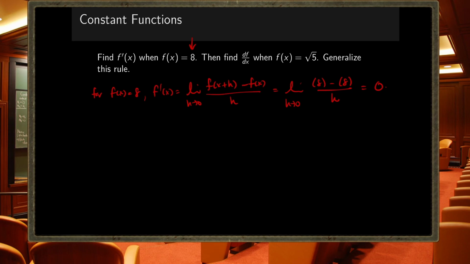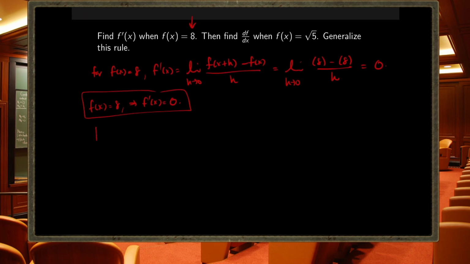So we see that this limit is 0, so the derivative is 0. For f of x equals 8, this implies that f prime of x is the 0 constant function, which should make some sense if you think about it. f of x equals 8 is the line y equals 8. And what's the slope, or the instantaneous rate of change, of a flat line? Well, it's going to be 0. The slope of the tangent line here is going to be 0. So that should make some sense.